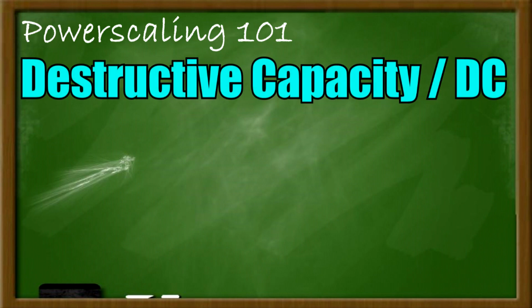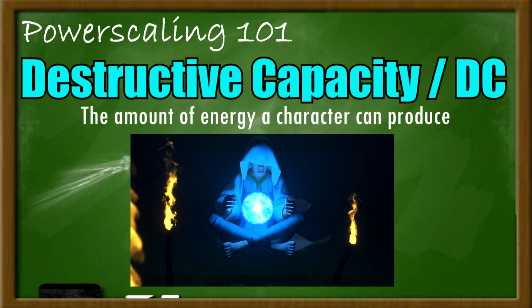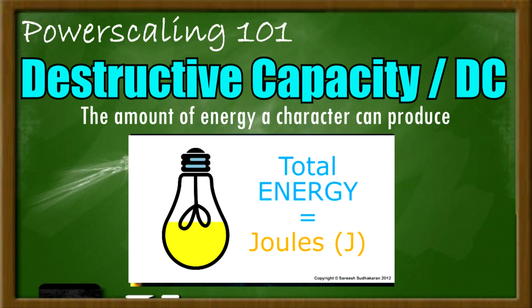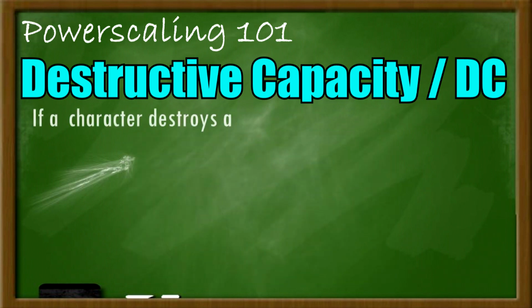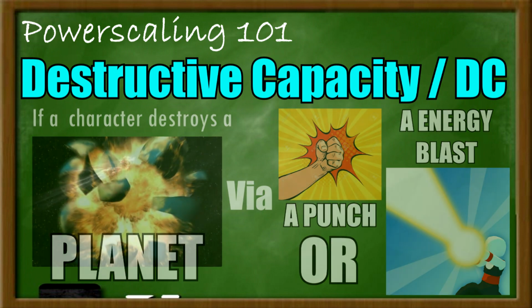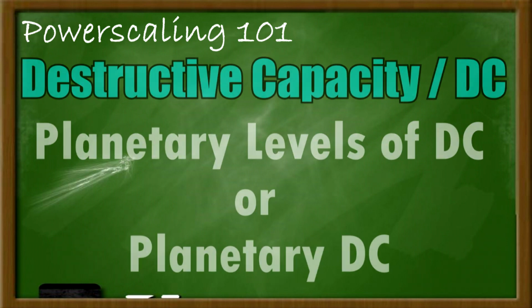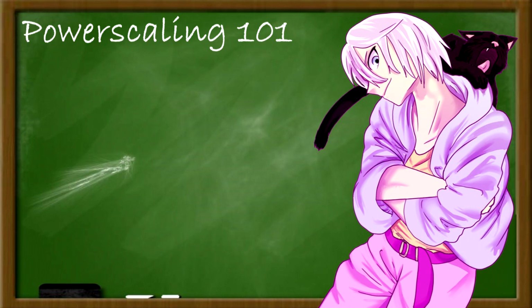For destructive capacity, or DC, in more technical terms, it refers to the amount of energy a character can produce, and is usually measured in units of energy. For example, if a character destroys a planet via a punch or energy blast, then they would be classified as having planetary levels of DC, or planetary DC. So all of that's pretty simple to understand, hopefully.